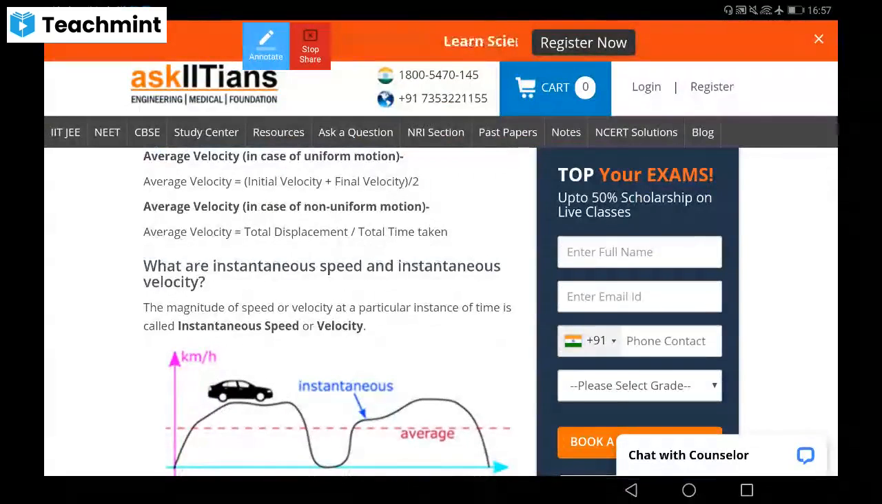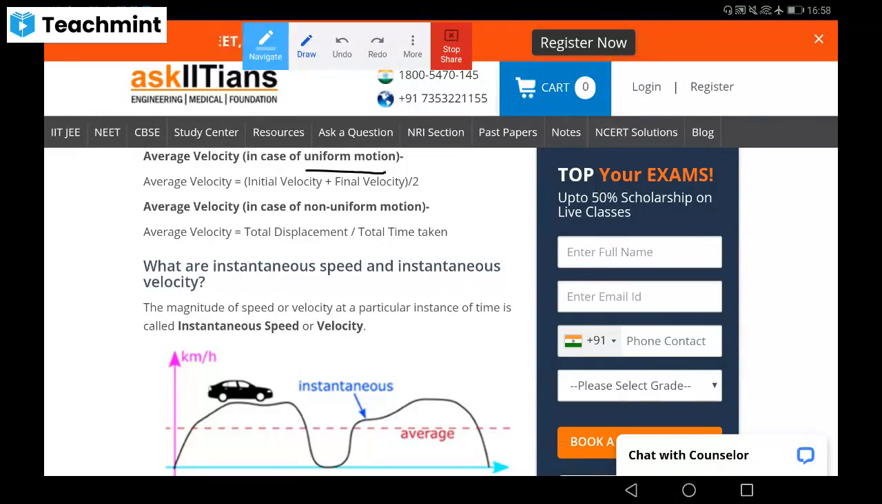And how do we find the average velocity? Average velocity is nothing but initial velocity plus final velocity divided by 2. Initially, what was the velocity? Finally, what velocity is it reaching? Both you have to add, divided by 2, you will get the average velocity. That is in case of uniform motion.